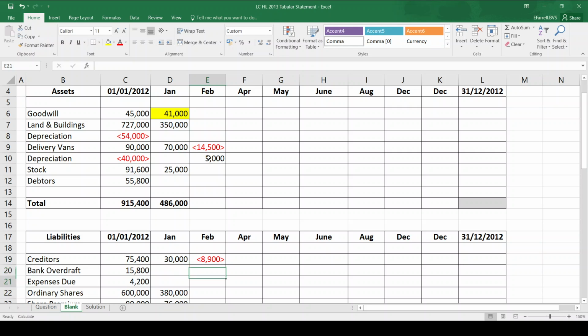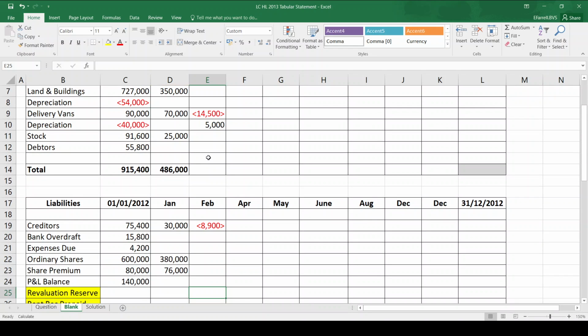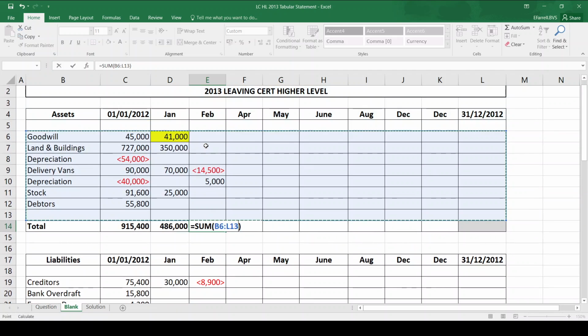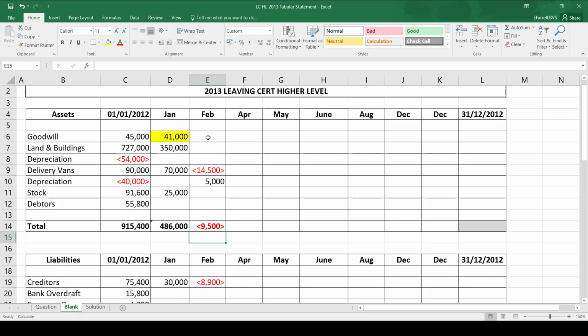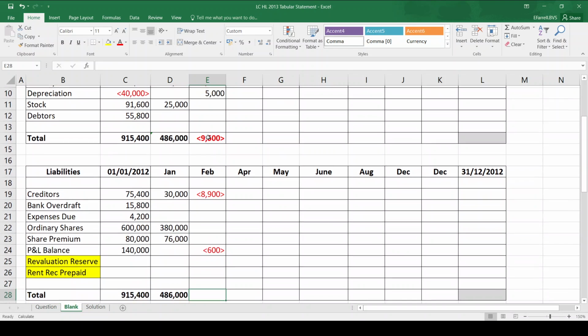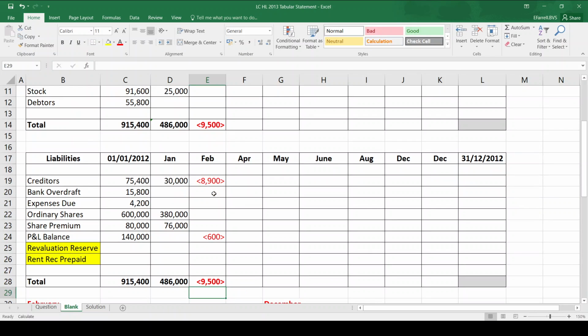And we made a loss because we gave them a van worth 9,500 when we owed them 8,900. So we have a loss of 600, so our profit and loss balance will go down by 600. Now I'm just going to total these to make sure that they balance. So the assets add up to minus 9,500, and the liability should also add up to minus 9,500.